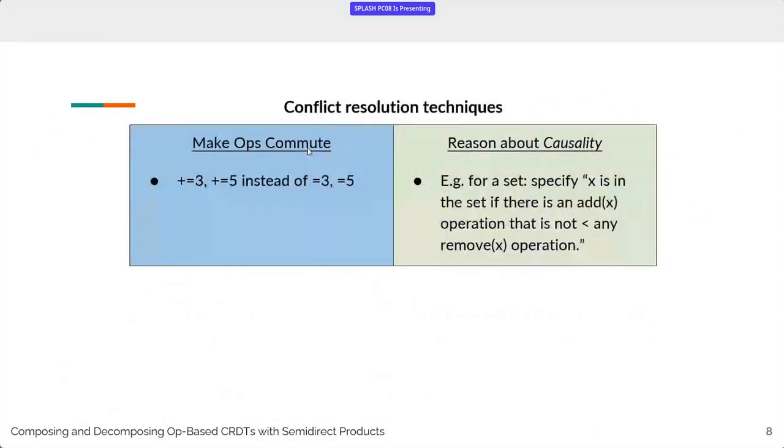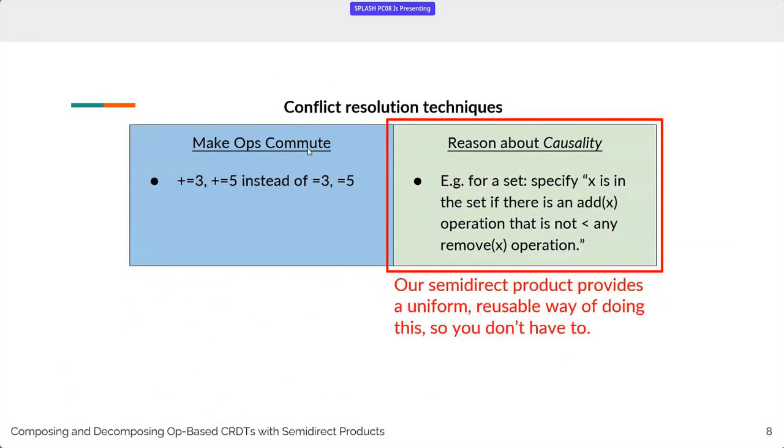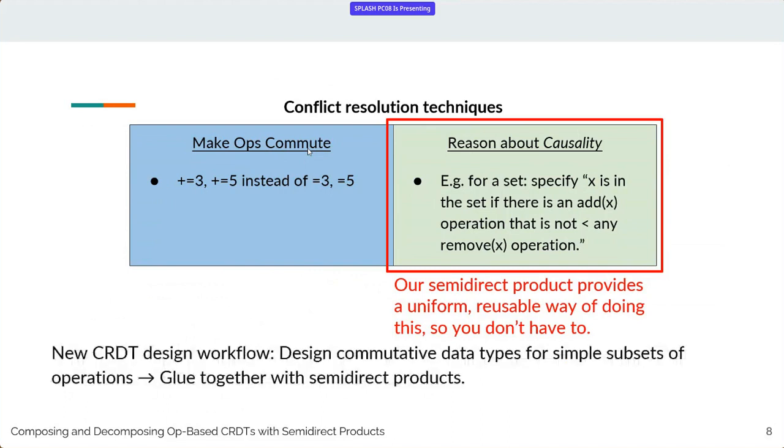Okay, so that's the causal order. As I mentioned, you can reason about causality to try to design your CRDT and avoid conflicts. Our semidirect product basically provides a uniform and reusable way of reasoning about the causal order so that you don't have to. As you can see, the causal order is sometimes intuitive, sometimes a bit complicated. You don't have to reason about it from scratch. It can also be difficult to implement these rules directly. Okay, I have a history of operations in a causal order, and I need to actually compute the result, ideally without looping over the whole history of operations every time. Our semidirect product construction gives you a way of doing this.